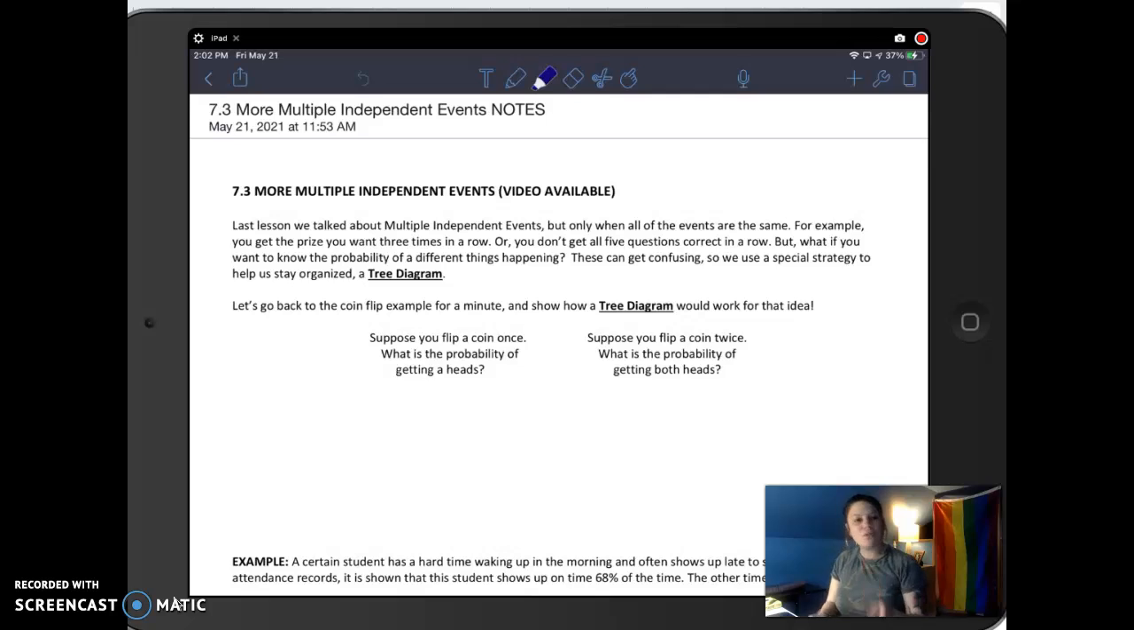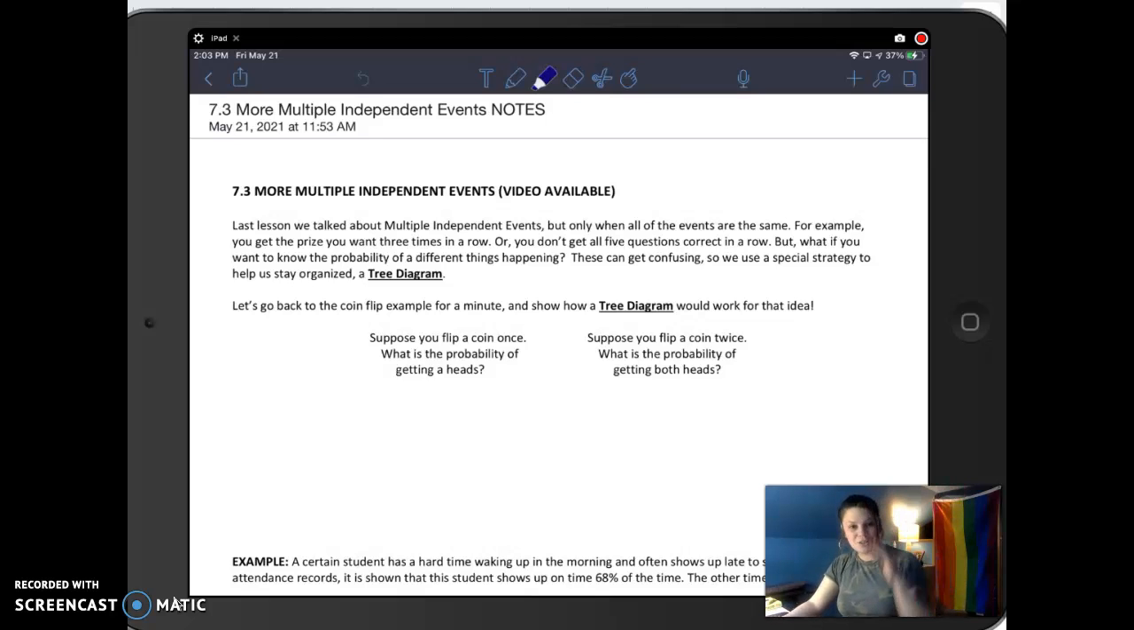But now, what if we wanted to know the probability of different things happening in a row? For example, what if you got the prize you wanted the first time, not the second time, but then again the third time? Or what if you got the first 4 questions wrong, but then you got the 5th question right? What's the probability of that happening? That's where we're going to need some more organizational strategies, and we're going to use tree diagrams to do that. So let's talk about it.